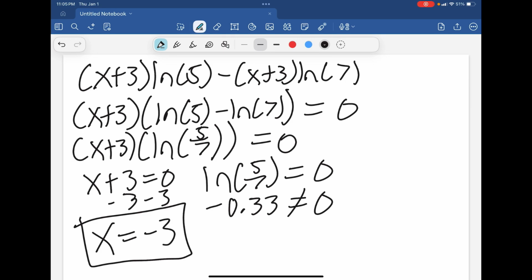But anyways, that is how you solve the equation 5 to the power of x plus 3 equals 7 to the power of x plus 3 for the value of x.